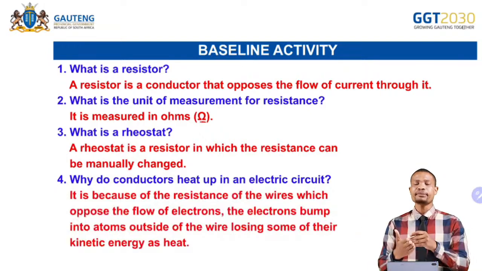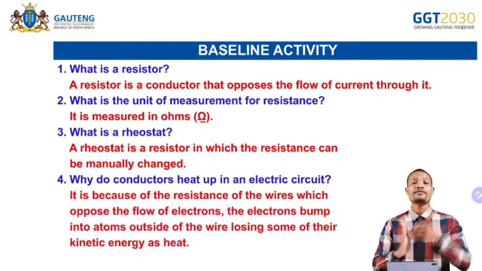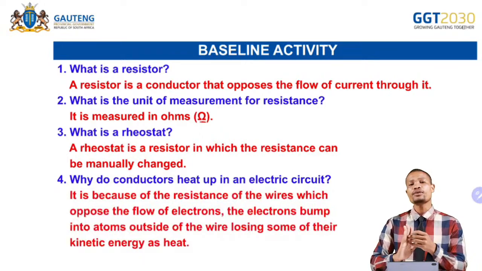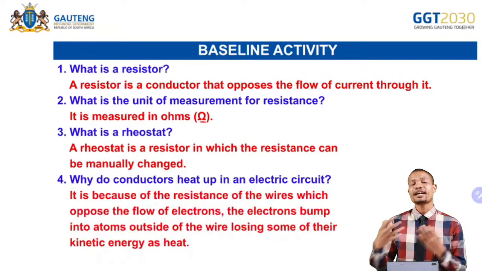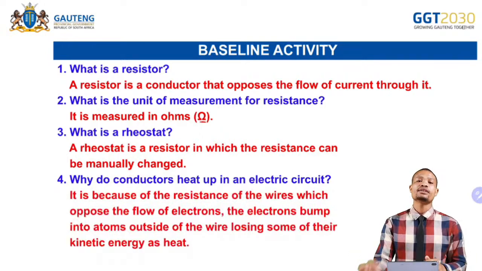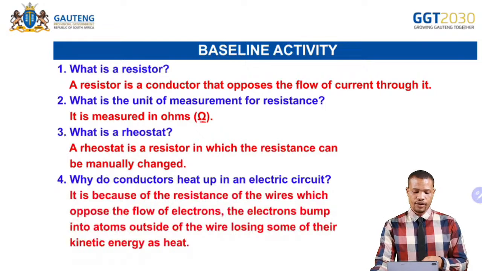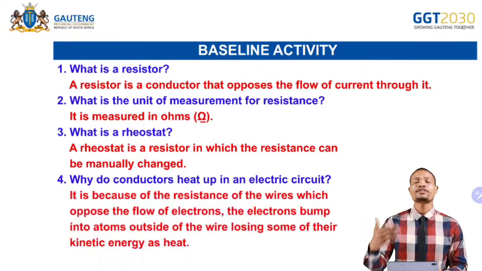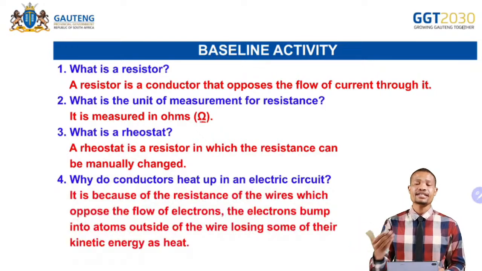But then when they bump into the opposition to their flow or the direction of their flow, they end up losing some of that kinetic energy in trying to overcome this resistance, right? When they bump into the atoms outside of this conducting wire, they lose some of their kinetic energy in the form of heat, and hence the wire, or the conductor, ends up feeling hot. It ends up heating up.